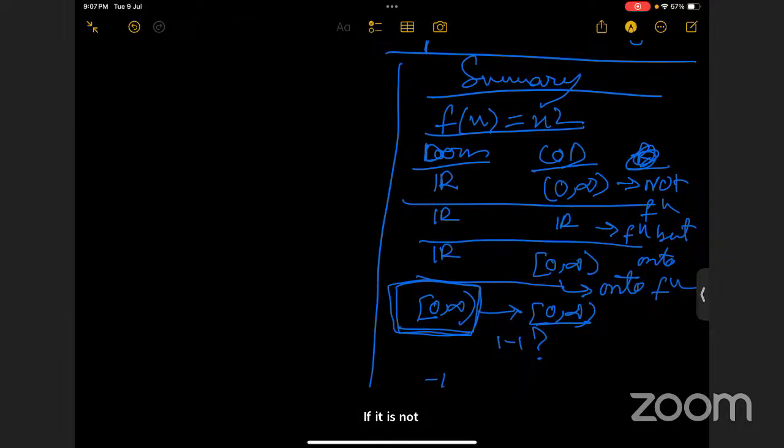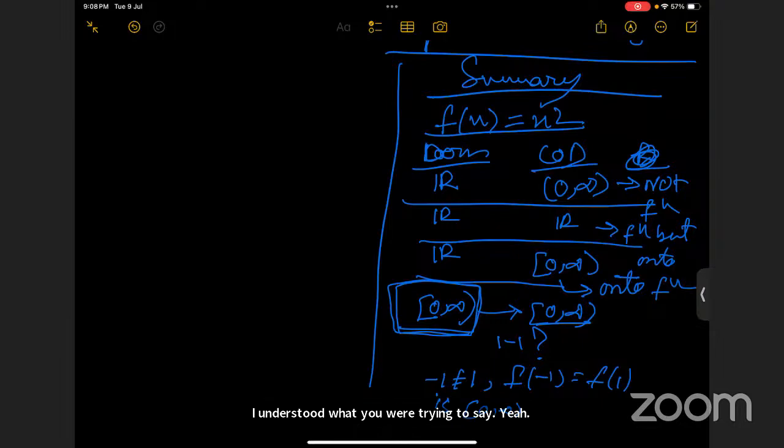If you take minus 1, minus 1 is not in the domain. In this case, minus 1 is not in the domain, I got it. So it is clear right now for all of you, right?